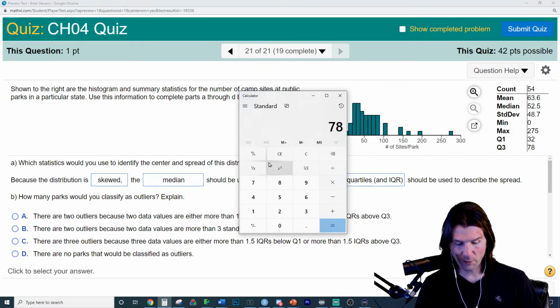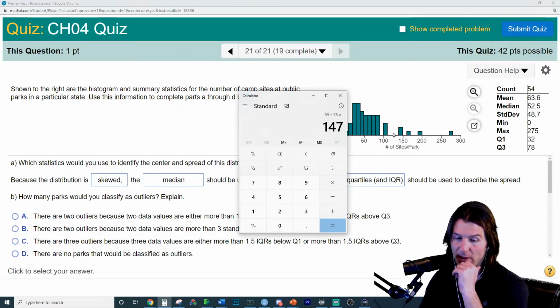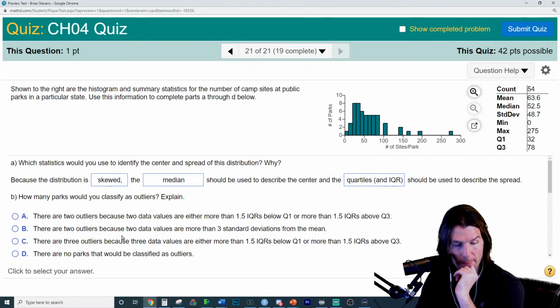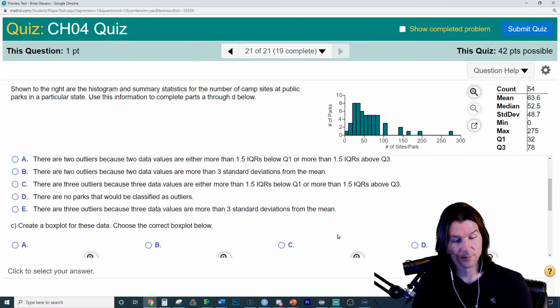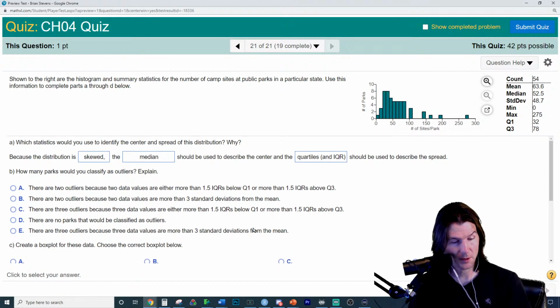We do Q3 minus Q1, and then we multiply it by 1.5. We add this to Q3, and this will be the upper fence at 147. What have they done to us here? If it's at 147, it's hard to tell, but these points might not be there. So 1, 2, 3, it looks like 3 parks. There are 2 outliers. Are they using standard deviations right now? Let's see. Oh my gosh, this is quite the question. What have I done to us with selecting this question?